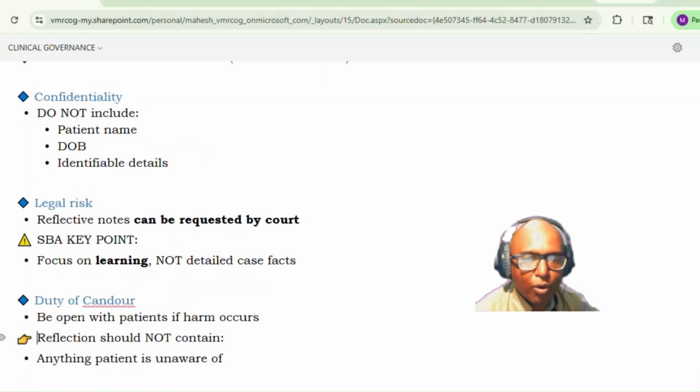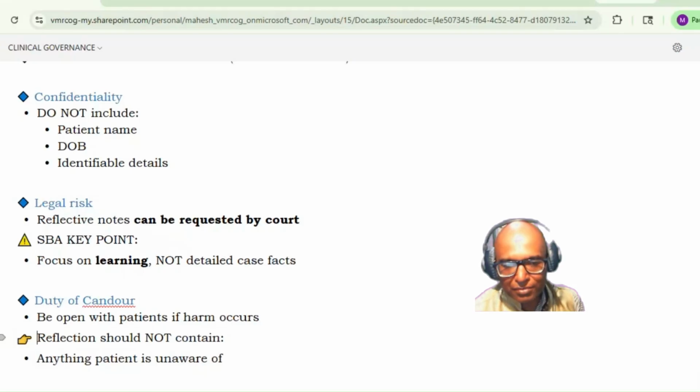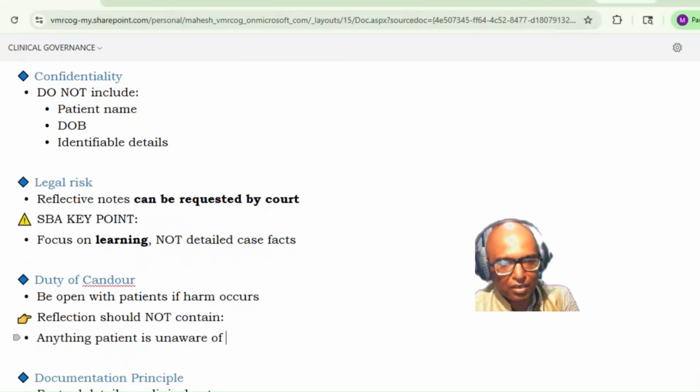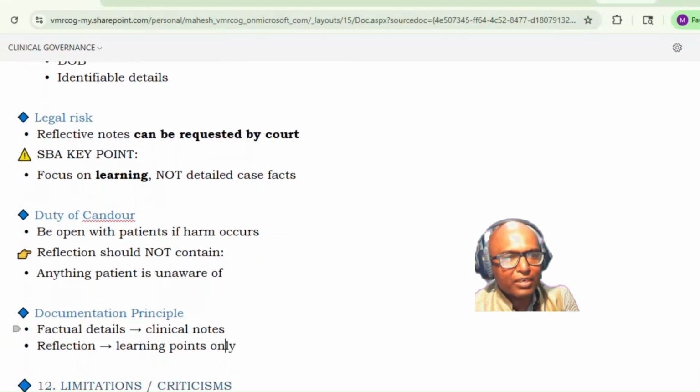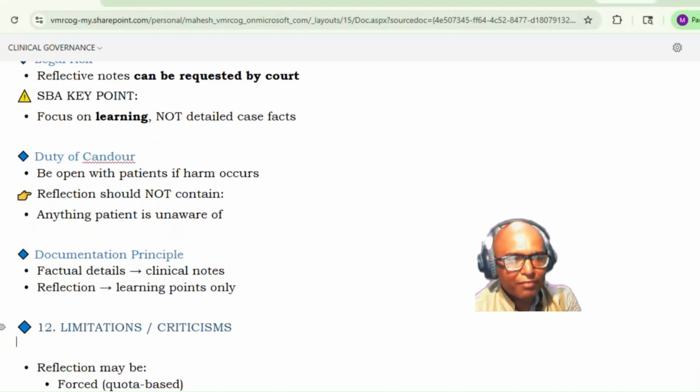So we should be very open with the patients if there is a harm. The reflection should not contain anything the patient is unaware of. If the duty of candor is not performed well, that should not be included. Always be open with the patients if harm occurs. What the patient is unaware of should not be included in the reflection.